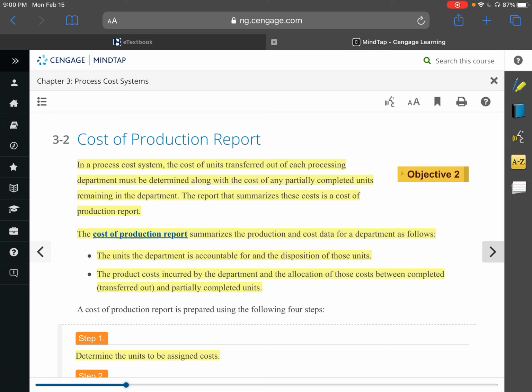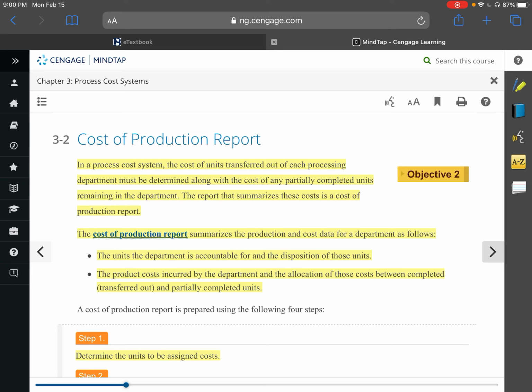All right, so short video. I want you guys to go back and reread that. It's just basically the flow of goods in the process cost system. On Thursday, assuming we meet back in class, we'll pick up with objective number 2. If we do not meet back in class, I'll have another video lecture for this week.